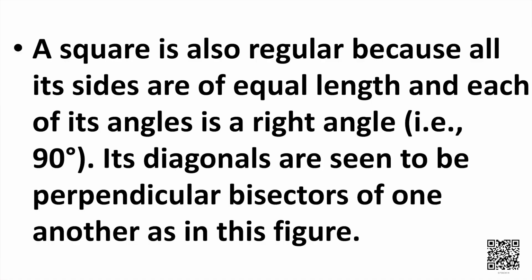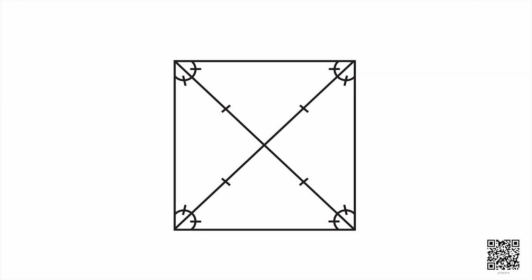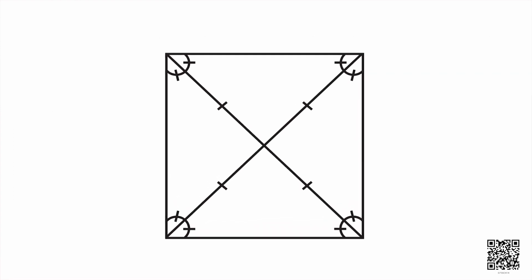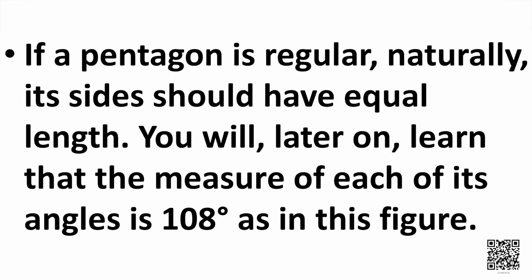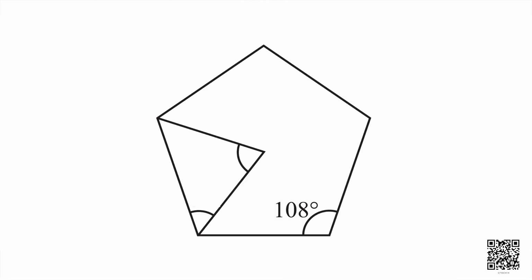Similarly students, a square is also regular because all its sides are of equal length and each of its angles is a right angle, that is 90 degree. So its diagonals are seen to be perpendicular bisectors of one another, like in this figure. And students, what if a pentagon is regular? Naturally, its sides should have equal length. So you will later on learn that the measure of each of its angles is 108 degree, just like you can see a pentagon in this figure.